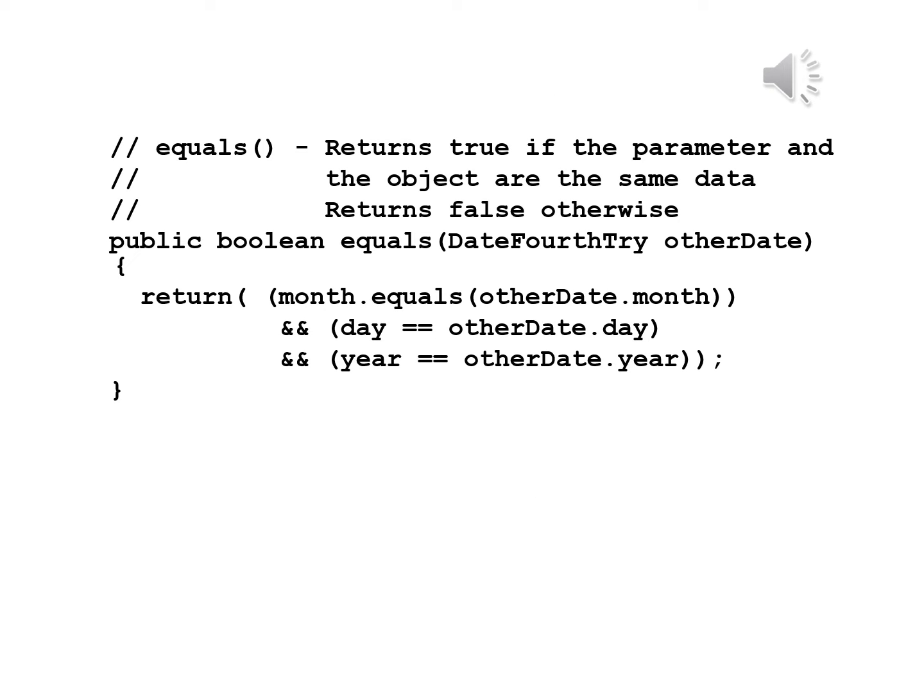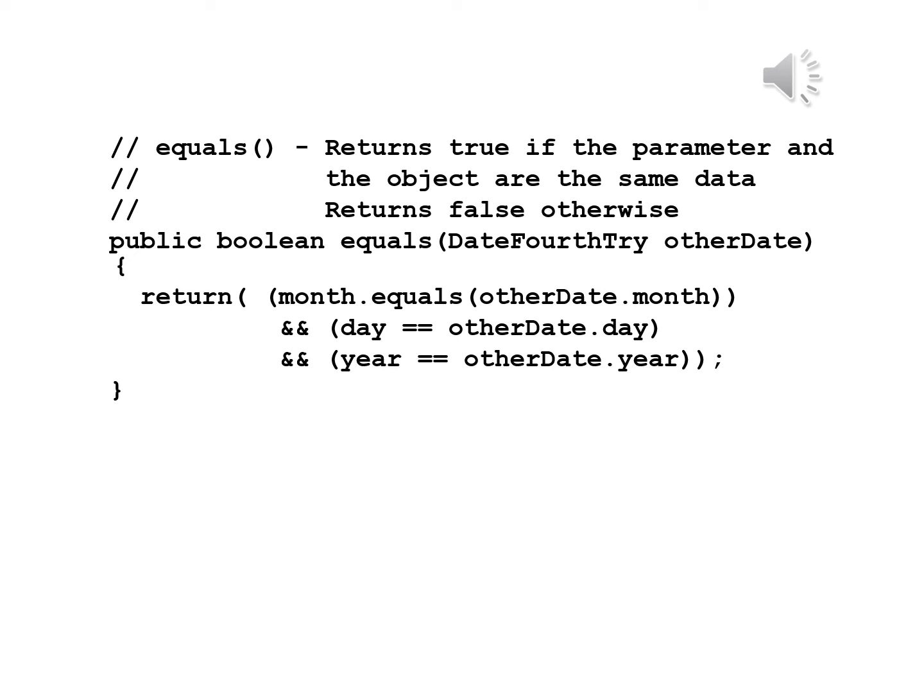Equals is the other method that is new to our class. The comment reads, returns true if the parameter and the object are the same data, returns false otherwise. Public Boolean equals(DateFourthTry otherDate). So you can see here an instance where this method is using not only the data that belongs to the owning object, but also data belonging to another object of the same type.